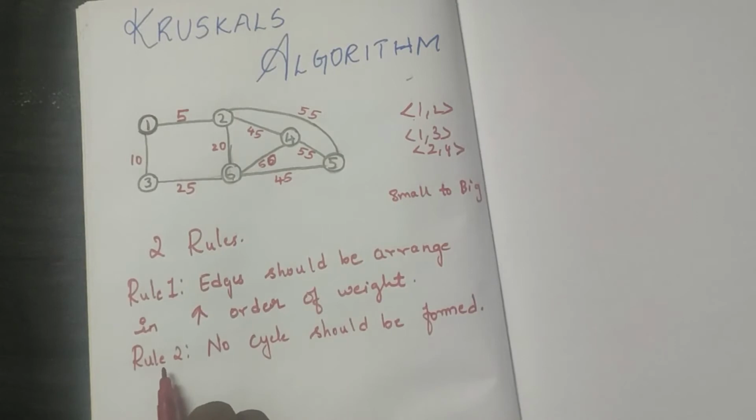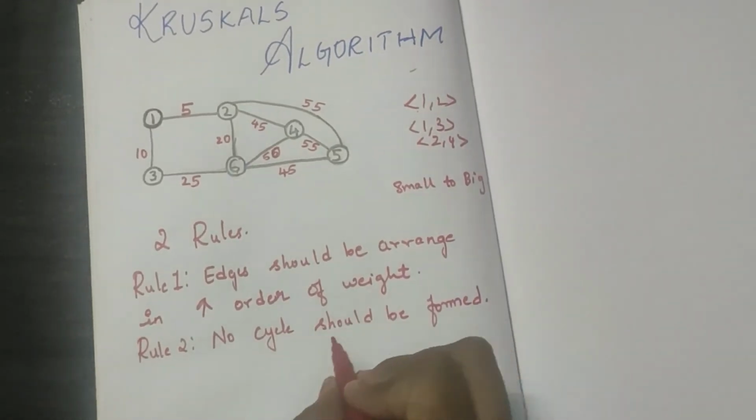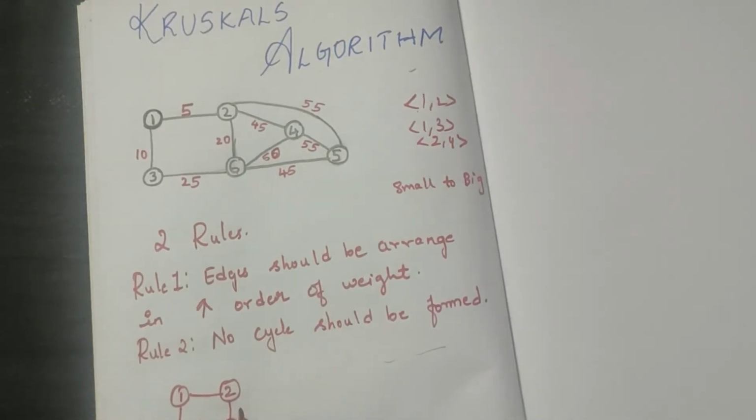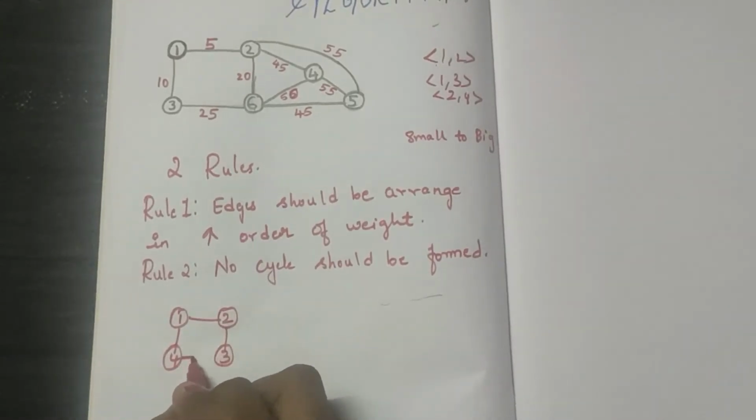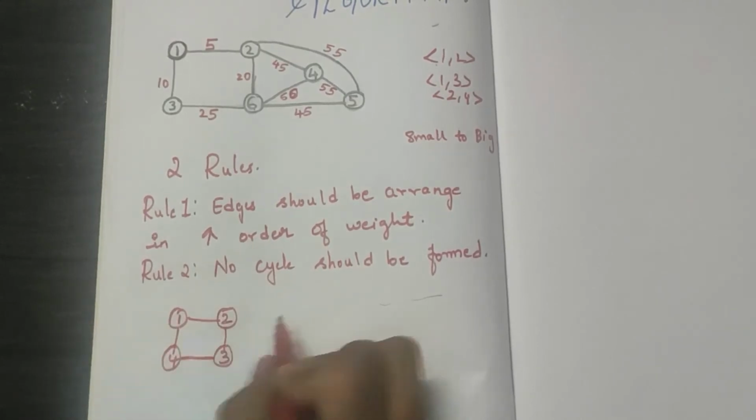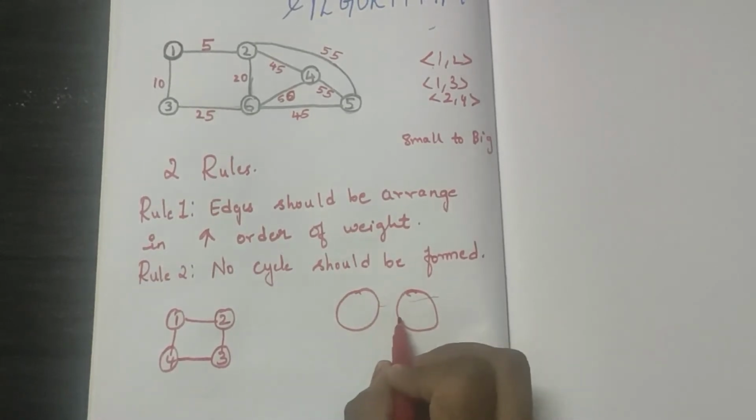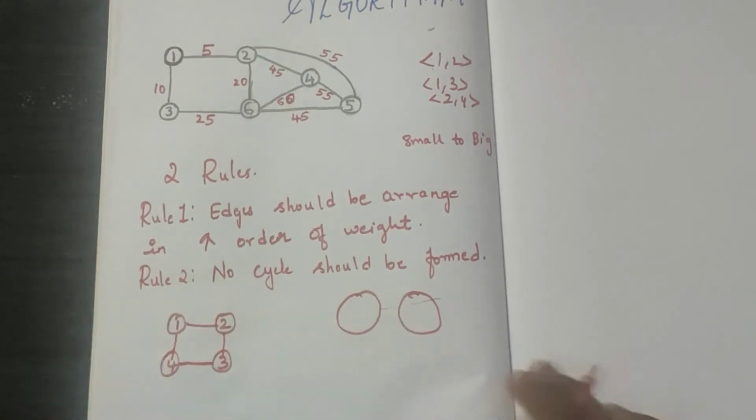Rule 2 is that no cycle should be formed. No cycle means, see, for example, I have a diagram 1 to 2. So this means that no cycle has been formed. If I draw a line from 4 to 3 or 3 to 4, here it means that a cycle is being formed. So like this or this way. So these mean a cycle is getting formed. So in this Kruskal's algorithm, there is a rule that a cycle should not be formed.